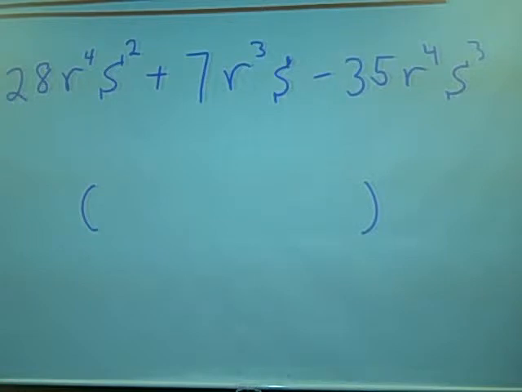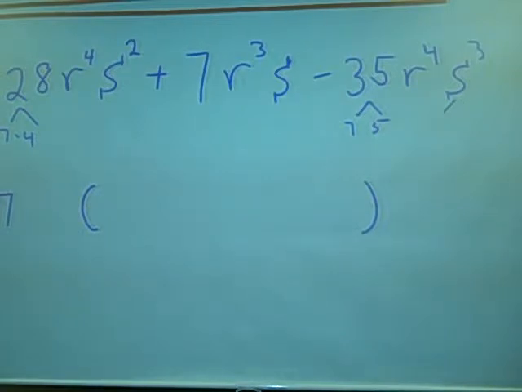Okay, let's start with the coefficient. It's always best to start with the lowest coefficient, which is 7, right? And we want to see, is 7 a factor of 28? Yeah, 7 times 4 is 28, right? So we can say 7 times 4. And 35, well, that's 7 times 5, right? So we know 7 is a factor. It has to be something that can be factored out of all 3.